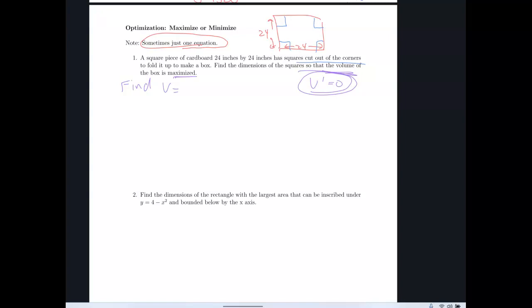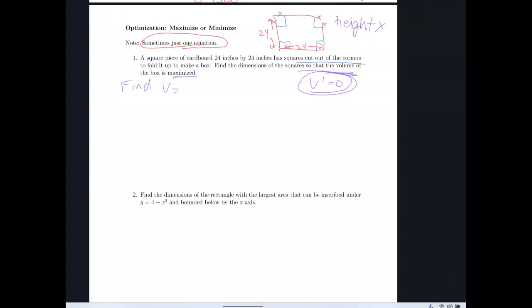And so think about it. If I have this square of x that's being folded up, so that the height will be x, right? Because I'm folding up that corner. So you can think of this as a box top, like a printer box, where it's not very deep. And so then I've got to think about what the length and the width is, right? Because volume would be length times width times height. So let's think about this.